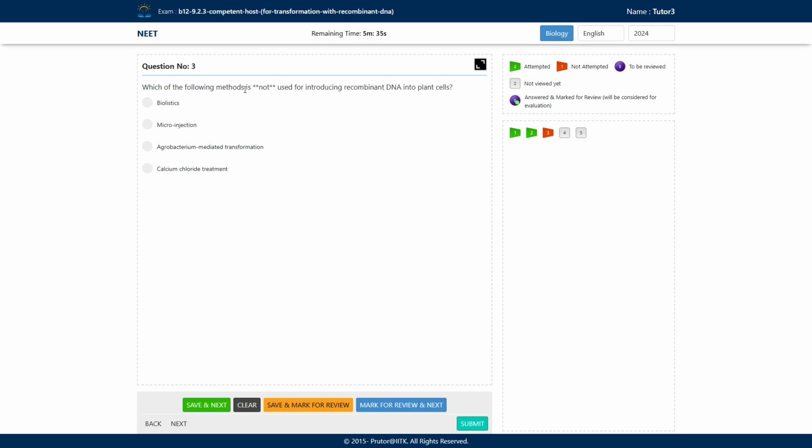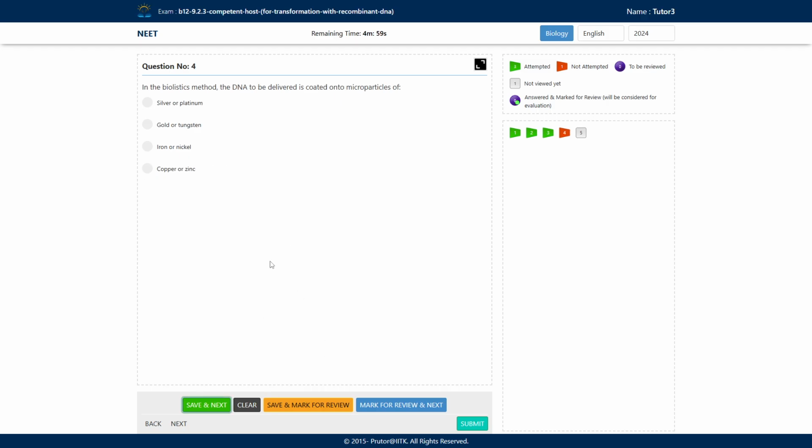Okay. First is ballistic. Ballistic, yeah, we can use. Microinjection in plant cells, yes, we can use. Agrobacterium-mediated transformation, we know that Agrobacterium is going to inject into dicot plants only. Fourth, calcium chloride treatment, no, this can't be, we haven't studied it for plant cells. So the answer would be calcium chloride treatment. Now we will save it.